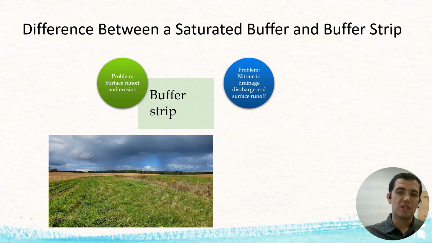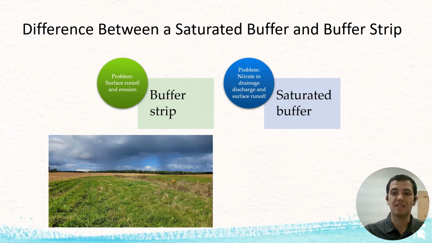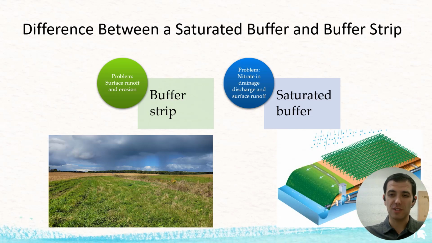If the problem is nitrate in the drainage discharge, and also the same as before, also surface runoff, then in this case, a saturated buffer is going to work, because the saturated buffer is going to help reduce surface runoff because it's got a buffer strip on the surface, and also it's going to treat nitrate in the drainage discharge.